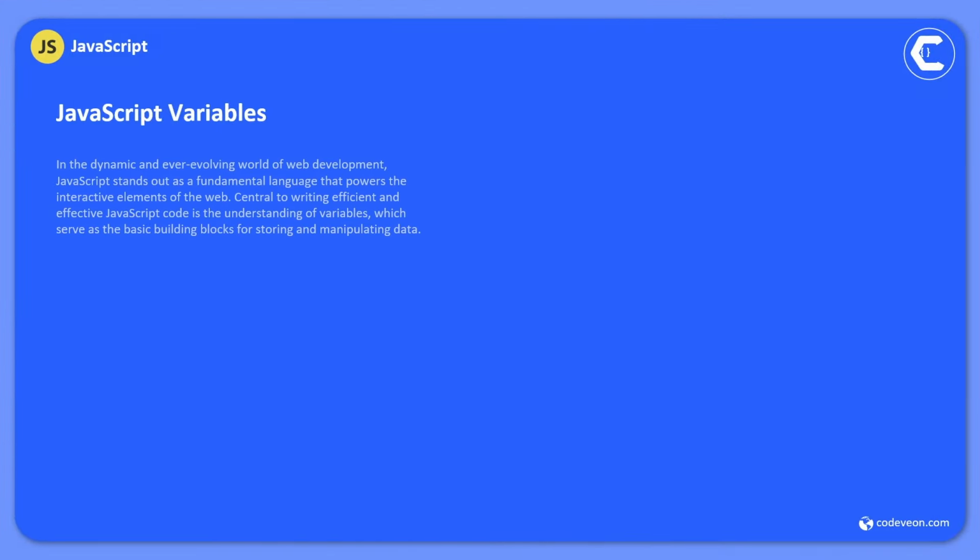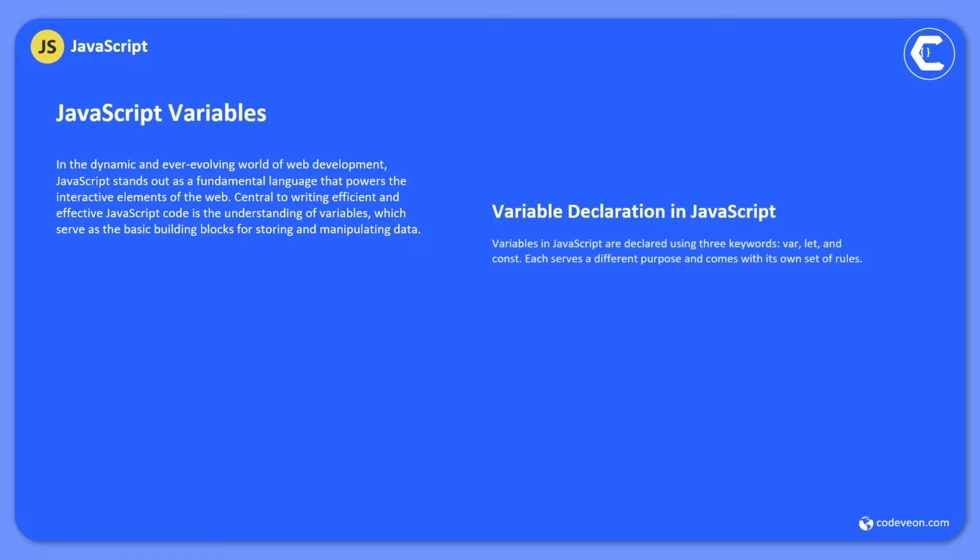In the dynamic and ever-evolving world of web development, JavaScript stands out as a fundamental language that powers the interactive elements of the web. Central to writing efficient and effective JavaScript code is the understanding of variables, which serve as the basic building blocks for storing and manipulating data. Variable declaration in JavaScript. Variables in JavaScript are declared using three keywords: var, let, and const. Each serves a different purpose and comes with its own set of rules.